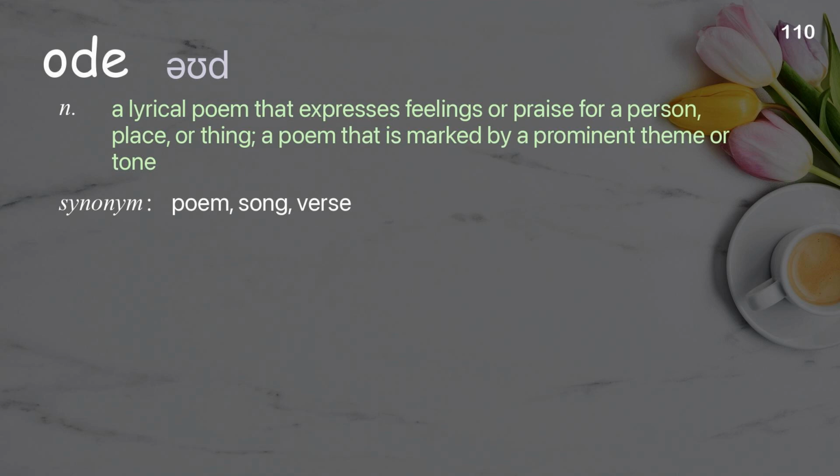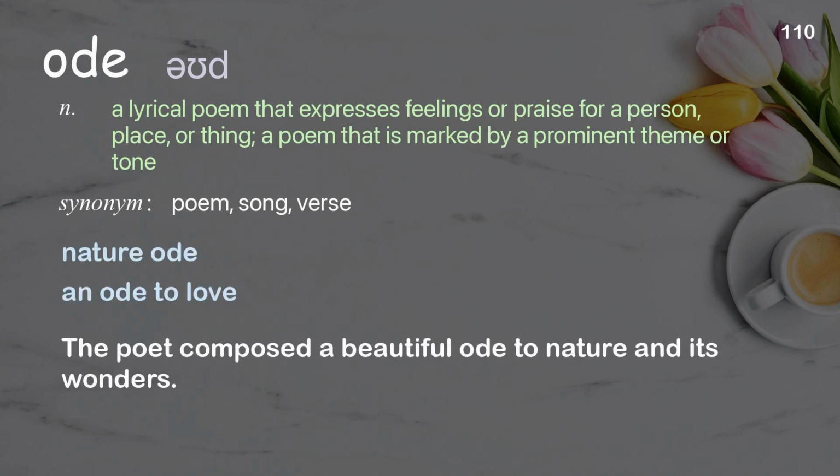Ode. A lyrical poem that expresses feelings or praise for a person, place, or thing. A poem that is marked by a prominent theme or tone. Examples: Nature ode. An ode to love. The poet composed a beautiful ode to nature and its wonders.